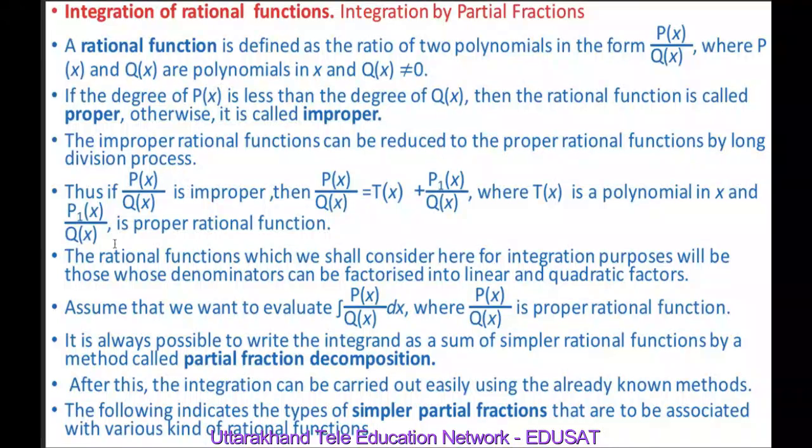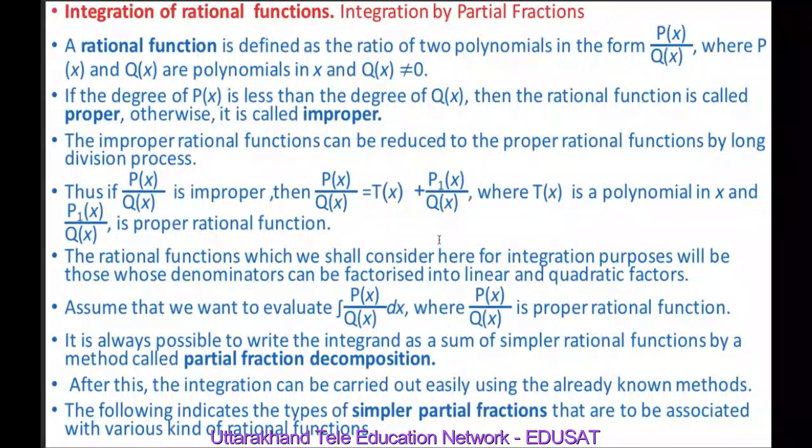Suppose p(x) upon q(x) is an improper rational function. Then we can write p(x) upon q(x) equals t(x) plus p1(x) upon q(x), where t(x) is also a polynomial in x and p1(x) upon q(x) is a proper rational function.